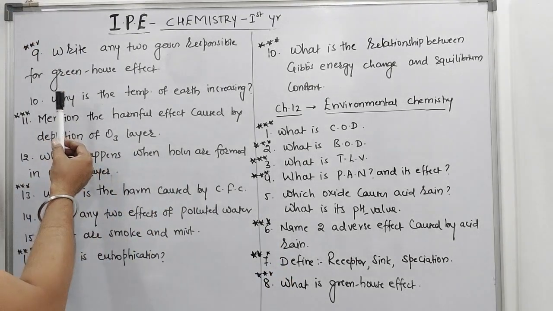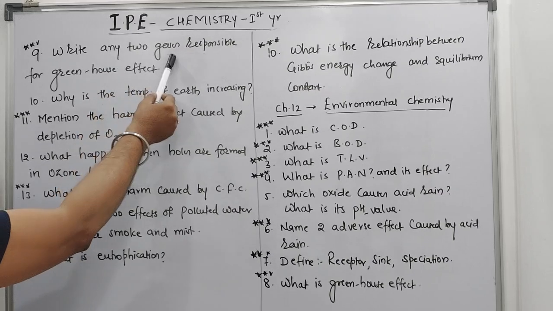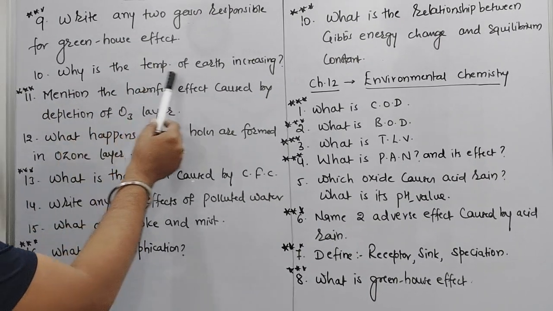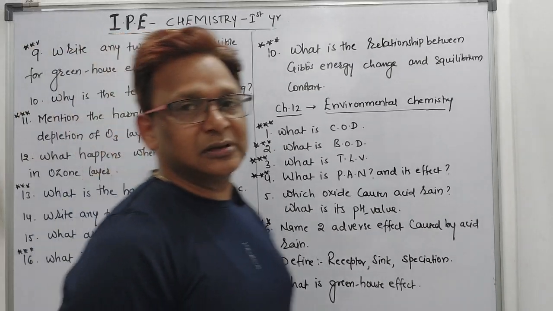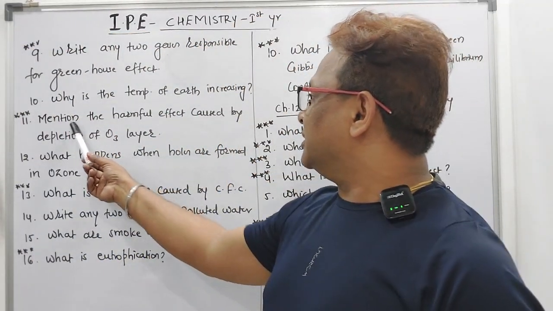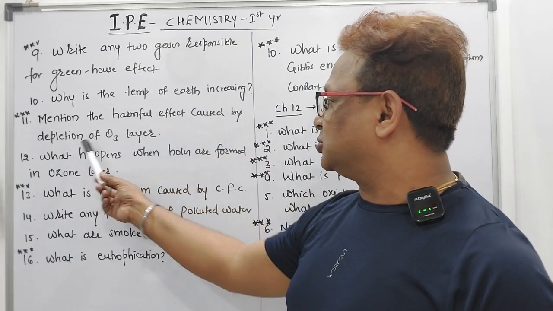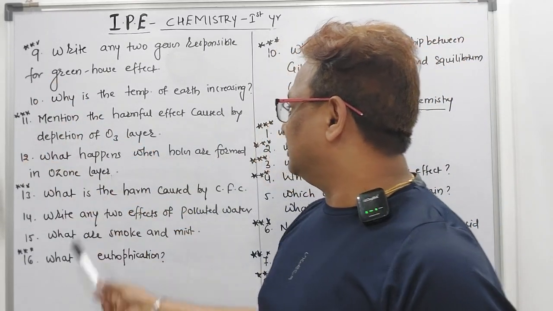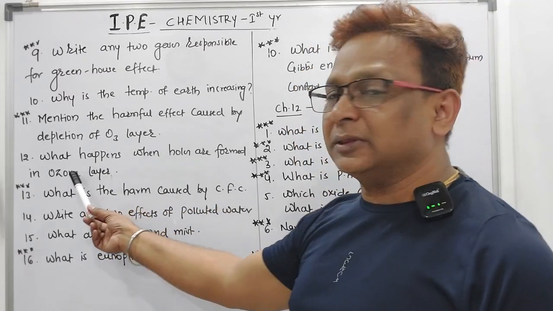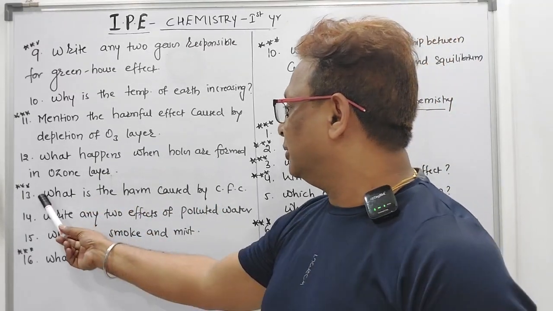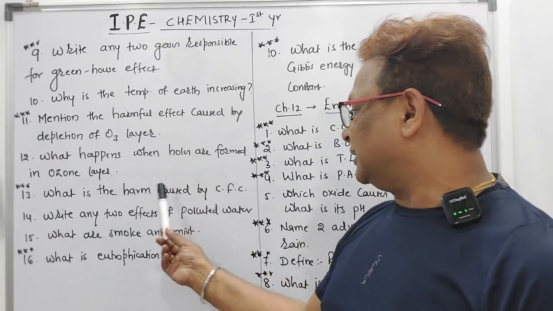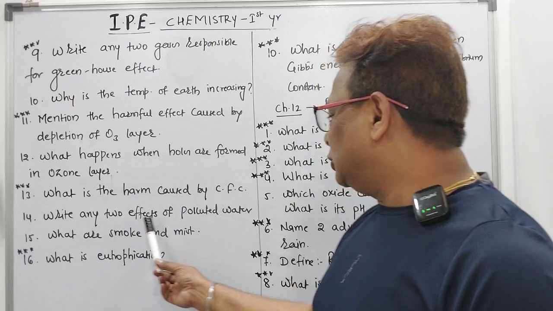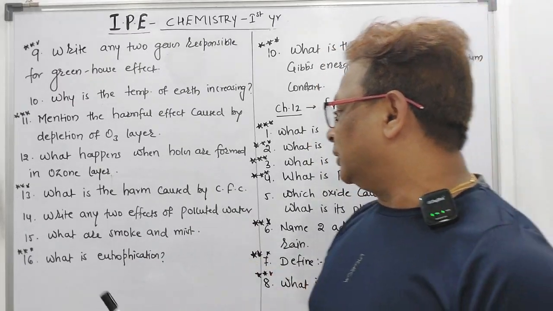Now you can see the 9th one. Write any 2 gases responsible for the greenhouse effect. Why is the temperature of the earth increasing continuously? Mention the harmful effects caused by the depletion of the ozone layer. You can see these are 3 star, 3 star. What happens when holes are formed in the ozone layer? What is the harmful effect caused by CFC, chlorofluorocarbon? 3 star question.